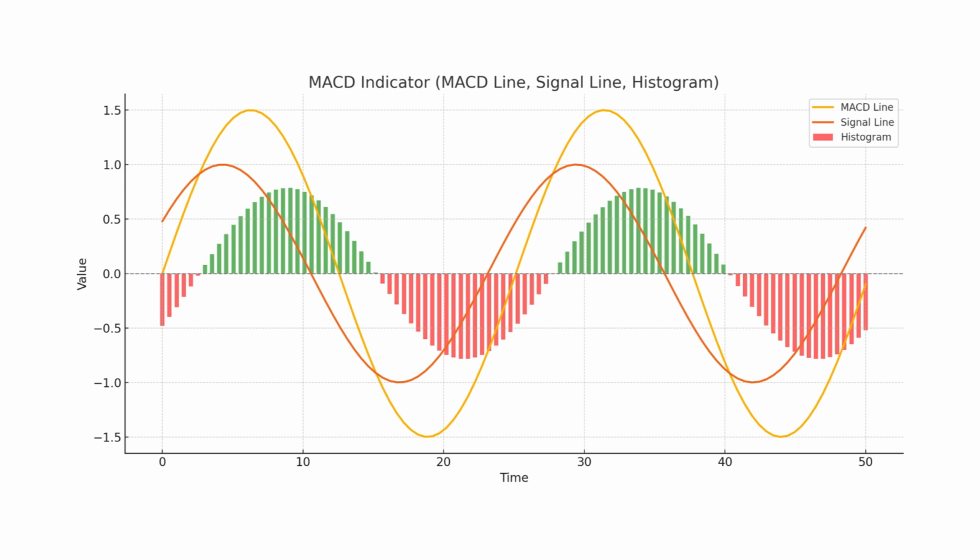How to use it? Crossover strategy. When MACD crosses above the signal line, it's considered a bullish or buying signal, and when it crosses below, it is considered a bearish or selling signal. The histogram shows the strength of the momentum. Wider bars mean stronger moves. It is recommended to use MACD with price action for a stronger confirmation.